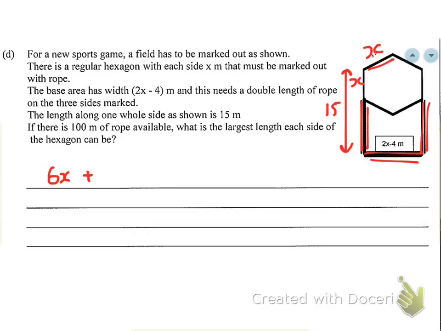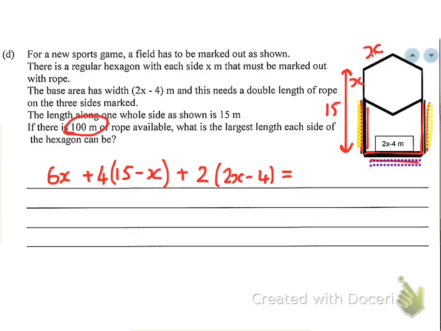The 6x are these 6 sides here for the hexagon. The 15 minus x is this length here, and we have 4 of those because the rope is doubled. And then we have 2x minus 4, and it's doubled there as well. Here's 100 meters of rope, so we can put equals 100.